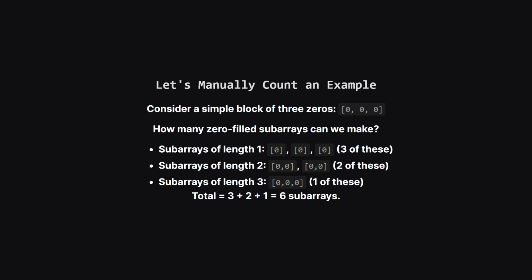Let's try to count them ourselves to find a pattern. Imagine we just have a small array of 3 zeros. We can have subarrays of length 1, and there are 3 of those. We can also have subarrays of length 2. There are 2 of those. And finally, one big subarray of length 3. Adding them up gives us 6.